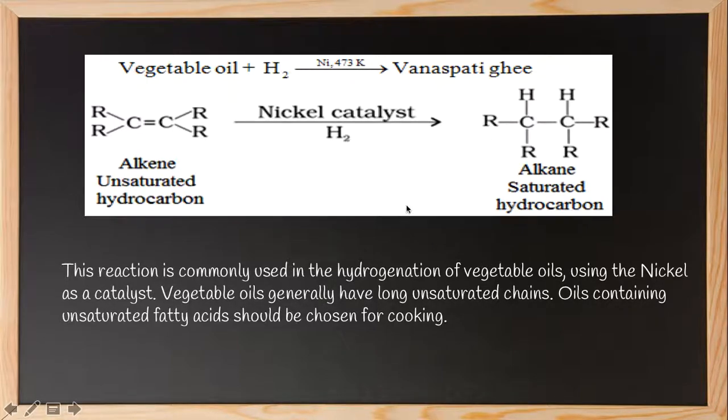So all these addition reactions are used in the hydrogenation of vegetable oils using nickel as the catalyst. Of course, palladium can also be used. So vegetable oils, they are clear that they have unsaturated hydrocarbons. So these oils which have unsaturated hydrocarbons should be chosen for cooking.